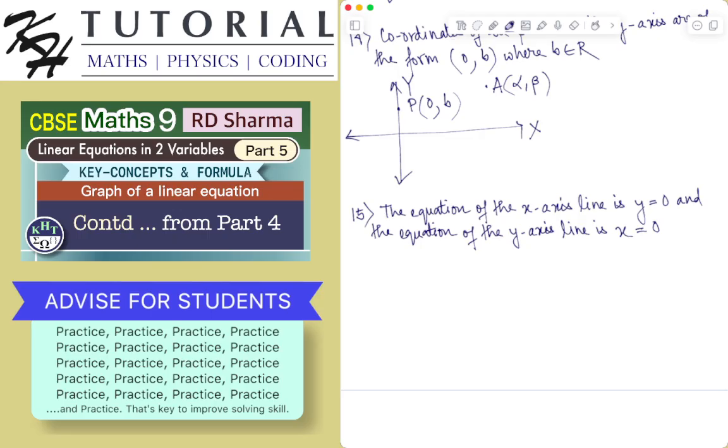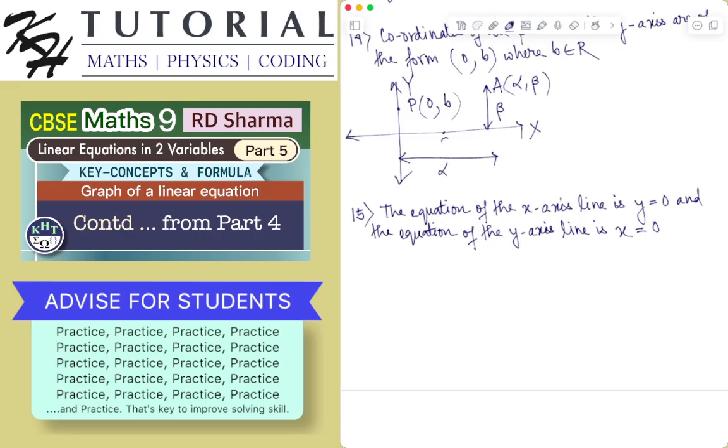Now what is alpha actually? Alpha is the distance of the point A from the y-axis. This is alpha. And what is beta? Beta is the distance of the point A from the x-axis. This is beta. This is how the coordinates of the point A are defined. Okay. Now any point lying on the x-axis, definitely the distance of that point from the x-axis will be 0, which means beta will be 0.